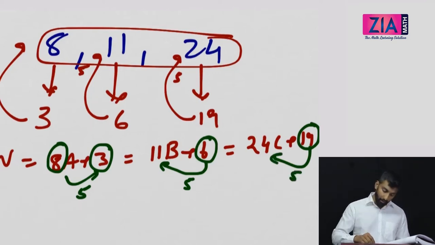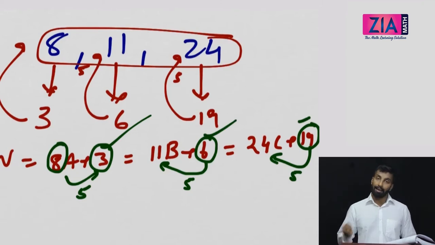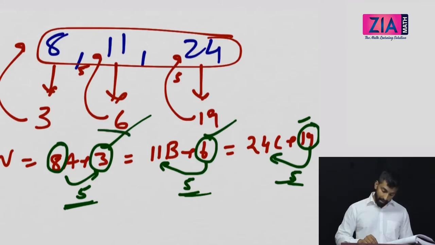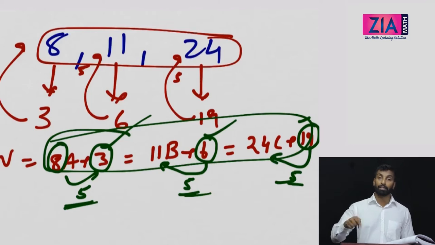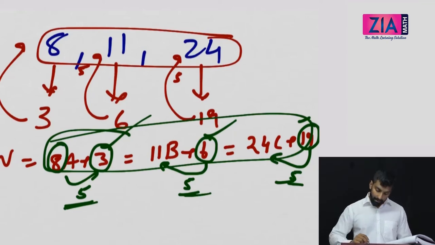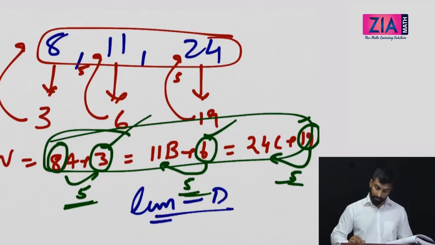But they are not telling us that the remainders are 3, 6 and 19. Rather, they are making it easier by saying that the difference between the divisor and remainder is 5, because we have learned and discussed it in that way only. The type 2 is where the difference between divisor and remainder is the same. Otherwise, if they give it in the other way, we need to find the difference and check whether it is the same or not. Here they are directly saying that in all 3 cases the difference between the divisor and remainder is the same. So what is your answer? In this case, your answer is LCM minus the difference.